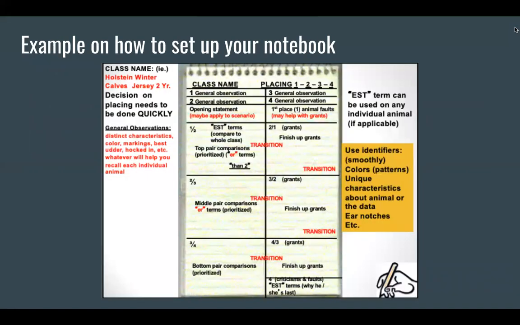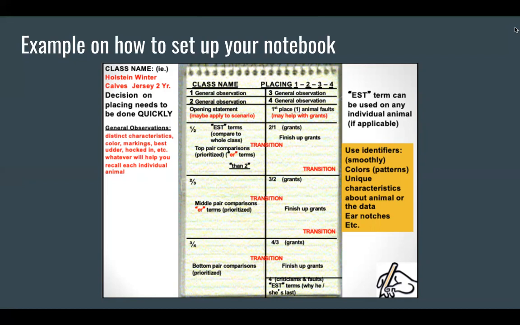Here's an example of how you can set up your notebook. Of course, it's up to you, but this is just a recommended way to help you start. So at the top, you want to put your class name. You always want to put the breed and the age. So Holstein winter calves, Jersey 2-year-olds. And then you want to put the placing. You never want to forget that placing, because that will help you so much in your reasons. So the example for this is 1, 2, 3, 4.